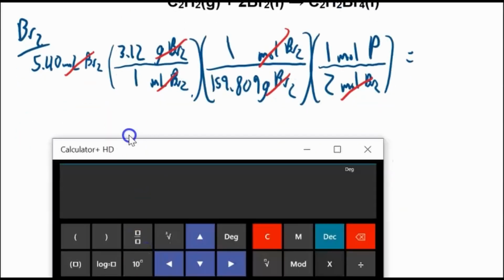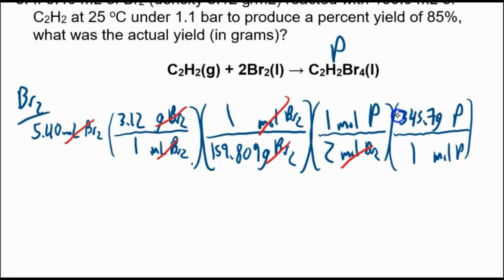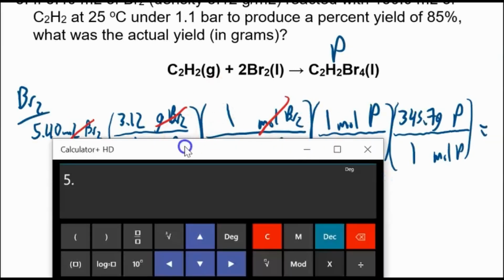That'll give us moles of product, but we want grams of product, right? So let's go to grams here. We want moles of product to cancel, and we want grams of product. Now the molar mass of this, you can look in the periodic table: 2 times the molar mass of carbon plus 2 times the molar mass of hydrogen plus 4 times the molar mass of bromine works out to be, for every 1 mole of the product, it weighs 345.7 grams. Okay, now we'll plug that into our calculator.